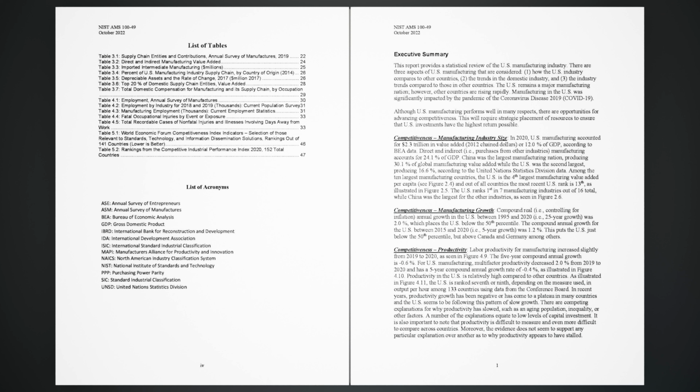The U.S. ranks first in 7 manufacturing industries out of 16 total, while China was the largest for the other industries, as seen in Figure 2.6.